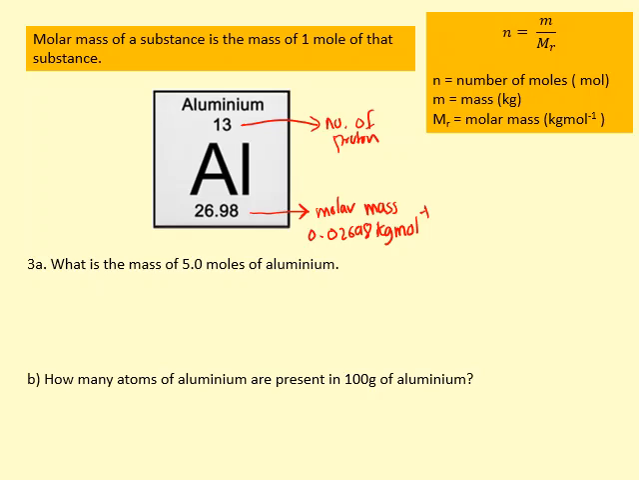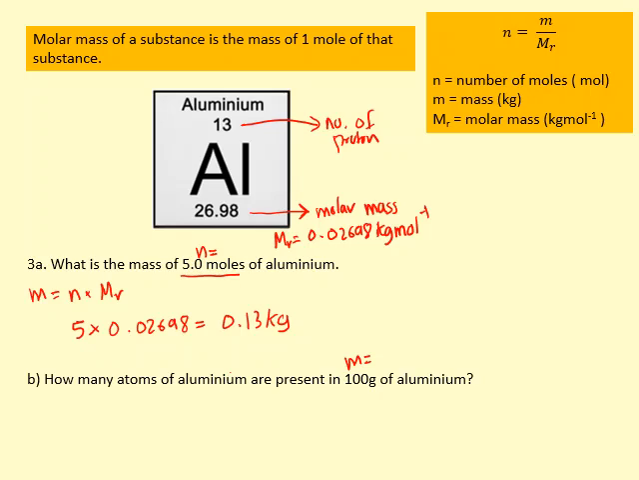And so what is the mass of 5 moles of aluminium? So that is n there. We have the molar mass, and we want to find the mass, which is going to equal n times molar mass. So we do 5 moles times the mass of each mole, and that gives us 0.13 kilograms.